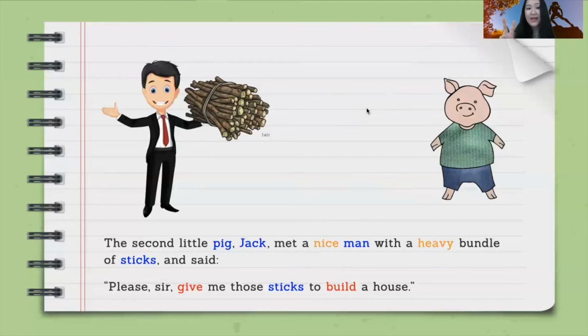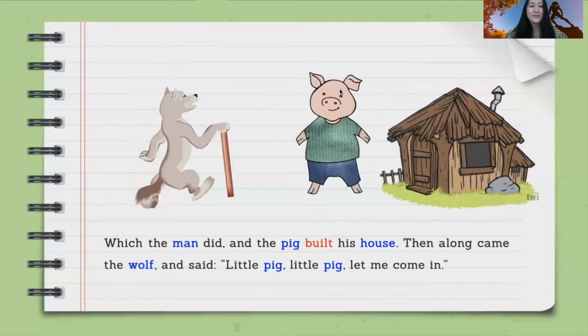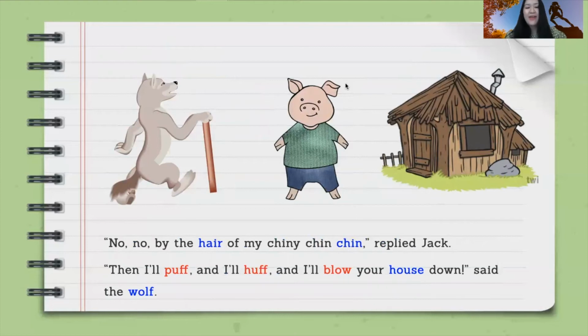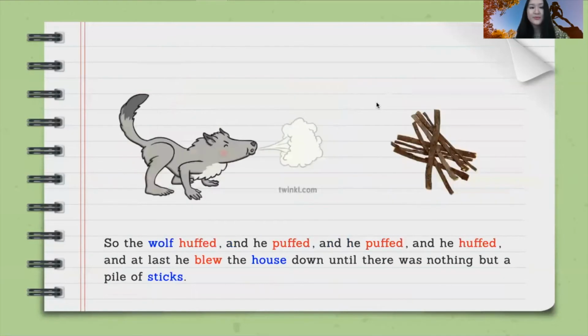The second little pig, Jack, met a nice man with a heavy bundle of sticks and said, "Please, sir, give me those sticks to build a house." Which the man did, and the pig built his house. Then came along the wolf and said, "Little pig, let me come in." "No, no, not by the hair of my chinny chin chin," replied Jack. "Then I'll huff and I'll puff and I'll blow your house down," said the wolf. So the wolf huffed and he puffed, and at last he blew the house down until there was nothing left but a pile of sticks.